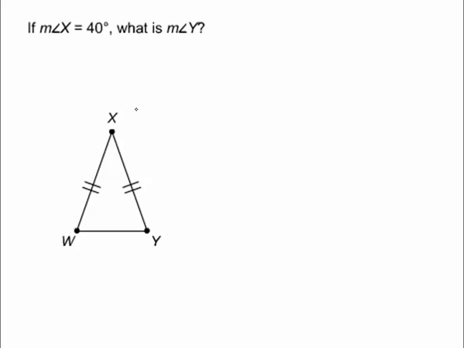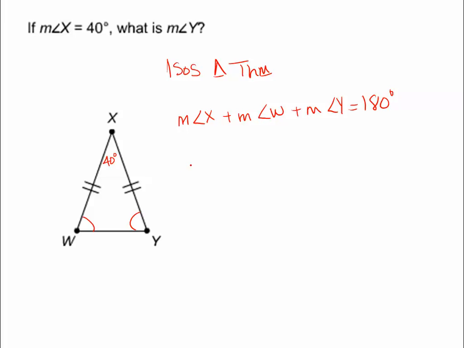Okay, it says if the measure of X is 40 degrees, what's the measure of angle Y? Well, in this one, it is the isosceles triangle theorem, which tells me that angles opposite congruent sides are congruent, so that means angle W is congruent to angle Y. When I have a triangle, I know that the measure of angle X plus the measure of angle W plus the measure of angle Y is going to equal 180 degrees.